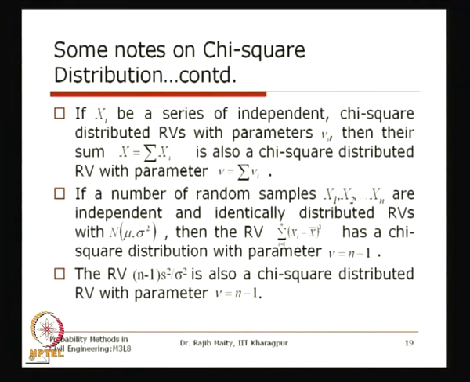Secondly, the other application is for this s square, that is, the sample estimate of the variance, which also follows a chi-square distribution. So, if we need to know some properties of the sample estimate of the variance, we can also use this distribution for statistical tests. This will be discussed in more detail in module 7, where we make use of this chi-square distribution, and of course the other distributions as well, which I am going to discuss now.